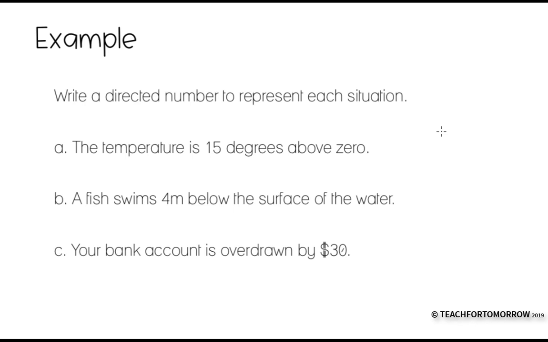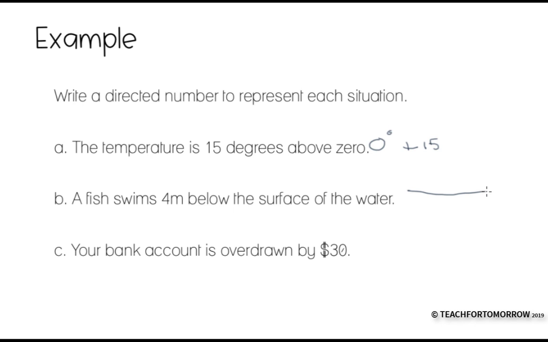So the temperature is 15 degrees below zero. So if we have 0 degrees as kind of our reference point, our base point, if something is above 0, it's going to be in the positive direction of 15. So it's positive 15. Now a fish swims 4 meters below the surface.